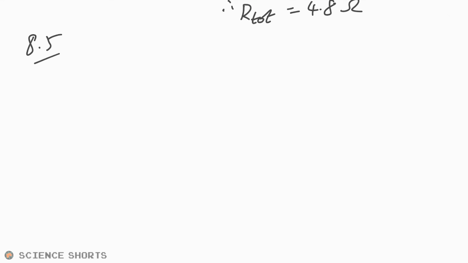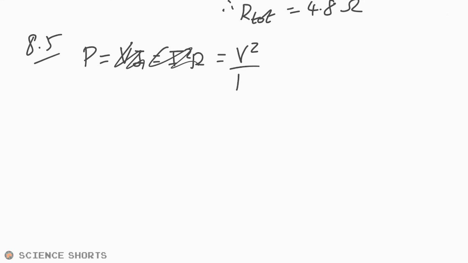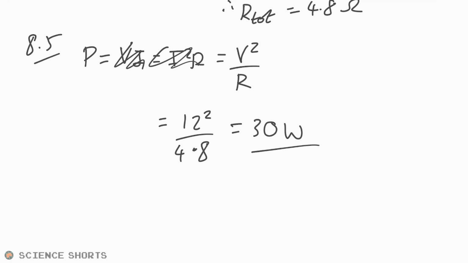8.5, calculate the power transferred by the battery. We could use VI, but we don't have I, so we're not going to use that. We could use I squared R, but we don't have I, so we're not going to use that. So we're going to use the other alternative, V squared over R. That's just going to be 12 squared divided by 4.8. Easy peasy. So it's 144 divided by 4.8, and we end up with bang on 30 watts. This is a very nice electricity question, actually.